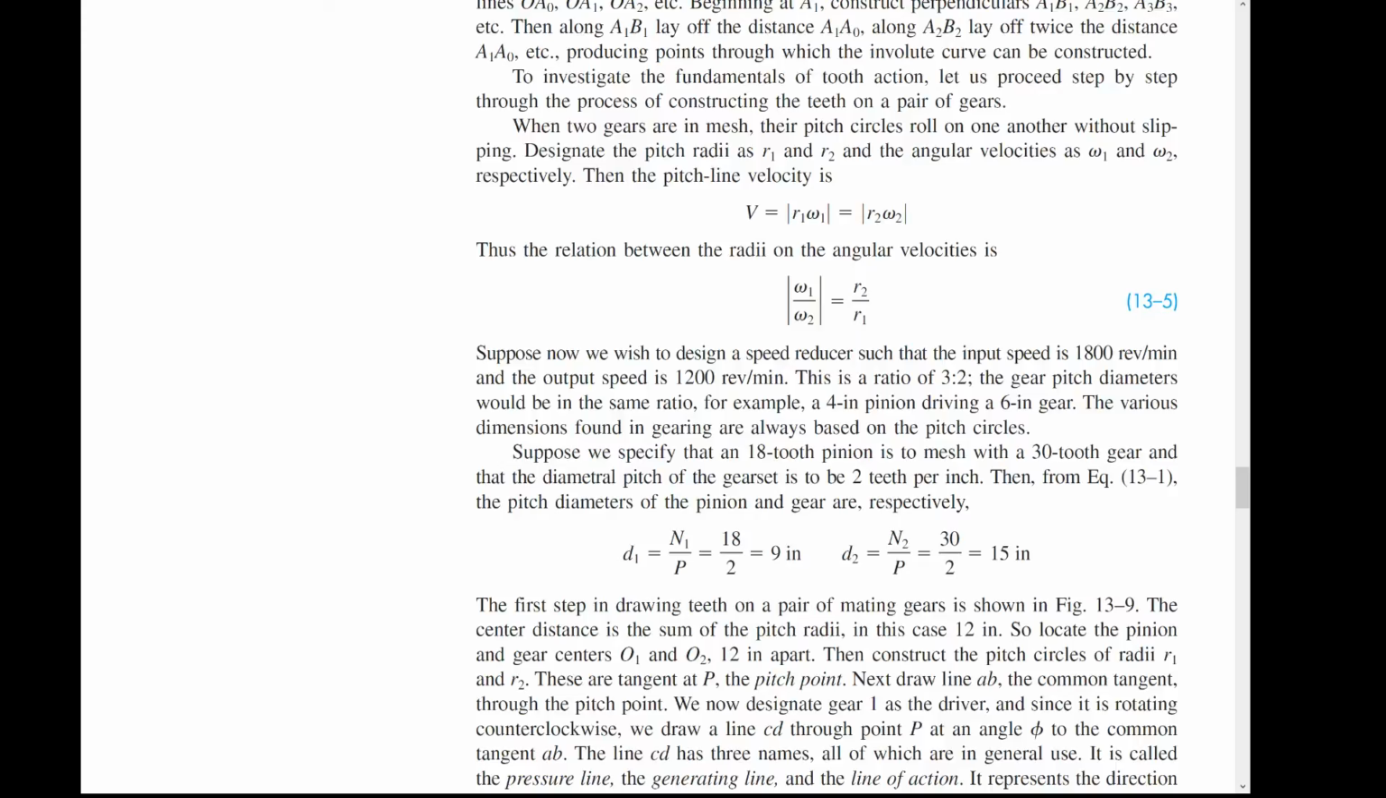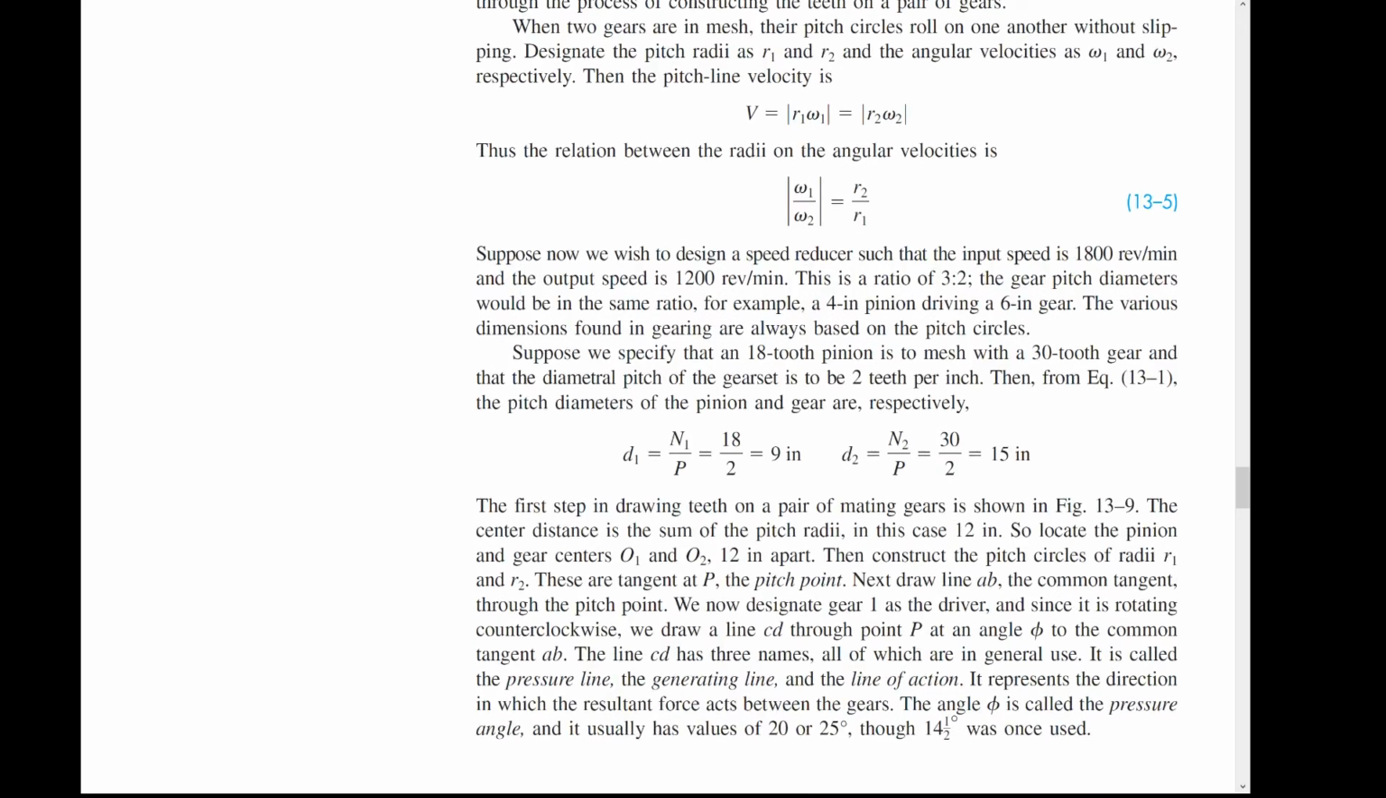Suppose we specify that an 18-tooth pinion is to mesh with a 30-tooth gear and that the diametral pitch of the gear set is to be 2 teeth per inch. Then, from equation 13.1, the pitch diameters of the pinion and gear are respectively d1 equals N1 over P, 18 over 2, equals 9 inches. d2 equals N2 over P, which is 30 over 2, and that is 15 inches.